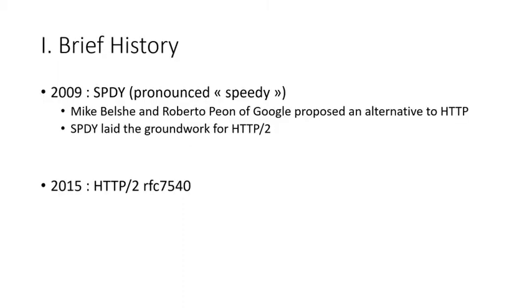SPDY was an experimental protocol developed at Google and announced in mid-2009 that had the main goal of improving HTTP1. Fast forward to 2012, and the new experimental protocol was supported in Chrome, Firefox, and Opera. And a rapidly growing number of sites, both large like Google, Twitter, and Facebook, and small, were deploying SPDY. In 2015, the HTTP Working Group delivered an official HTTP2 standard that was based on the lessons learned from SPDY.